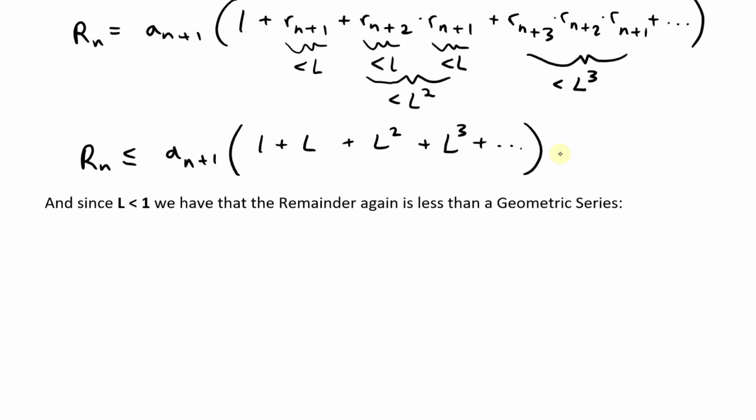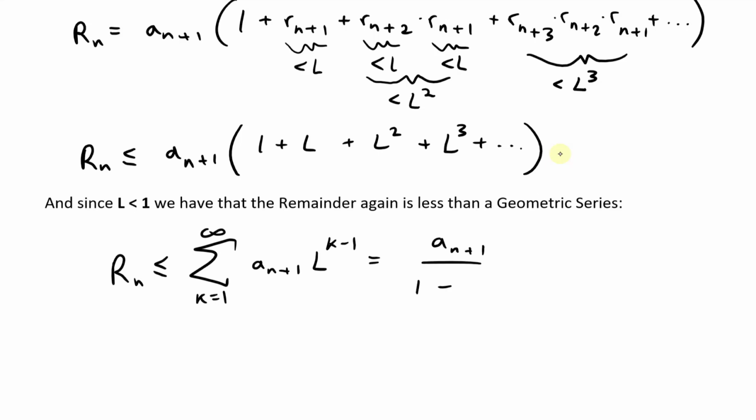So, let's write this down. Rn is going to be less than or equal to a geometric series, where k equals 1 up to infinity, of an plus 1 times L to the k minus 1. I'm writing k because we have n taken there. When you plug in 1 here, we get L to the 0, which is 1, and when we plug in 2, we have L to the 1, and so on. This is going to be equal to an plus 1 over 1 minus the R, which is L. So yes, there's the proof, which is quite fascinating.